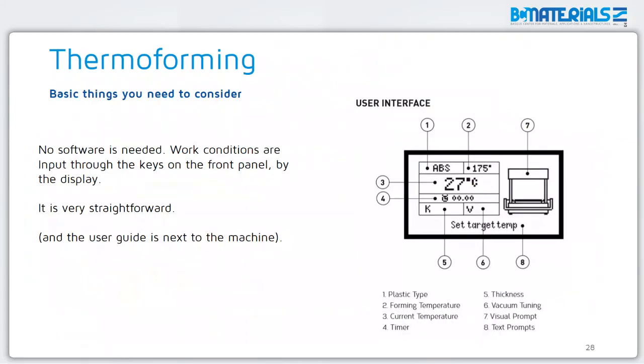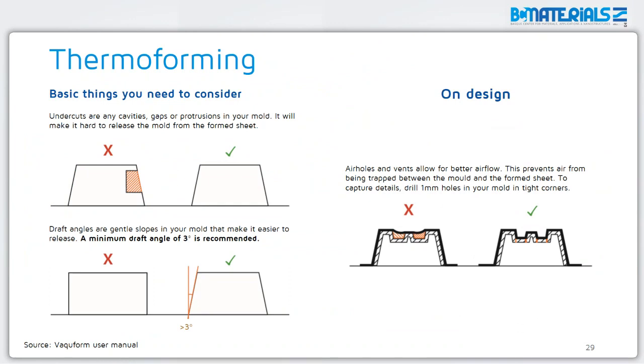So this is how it works. You basically have a very simple interface where you select the material, the temperature you want, and that's it. Some ideas about the design of your objects that you want to thermoform: you need to watch the angles, otherwise it's going to be very difficult to extract your masters from the mold. And then you need to make sure that vacuum can access every nook and cranny of your designs, so you have to drill small holes in your masters.